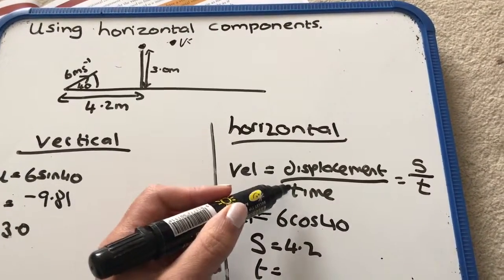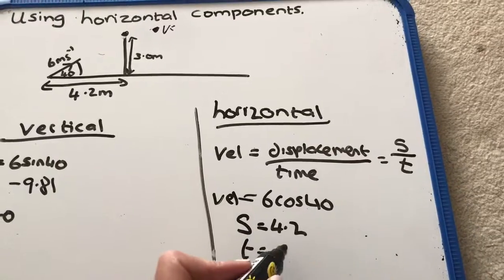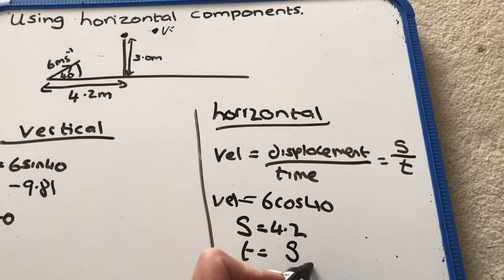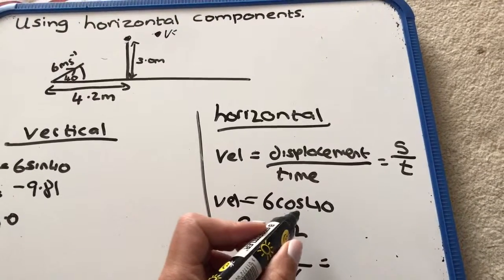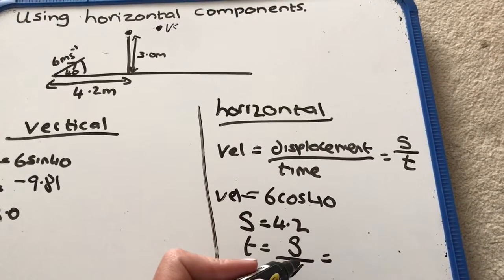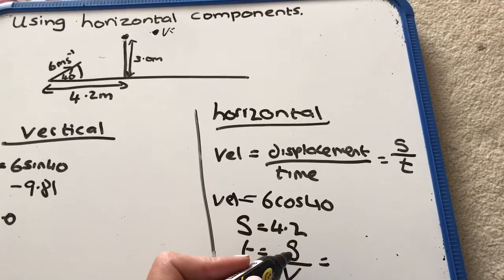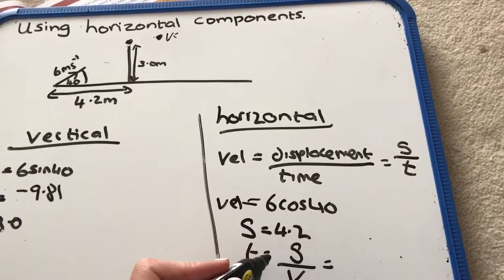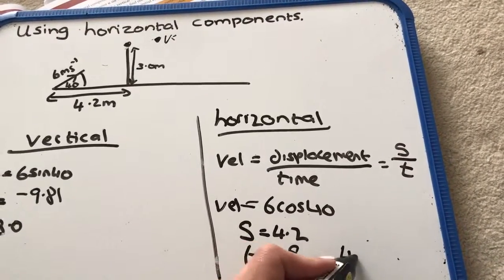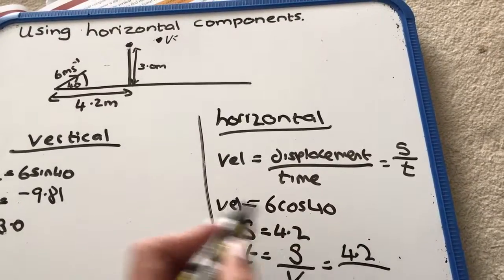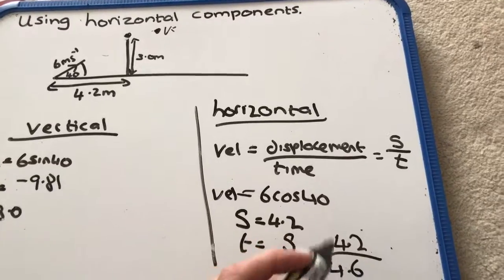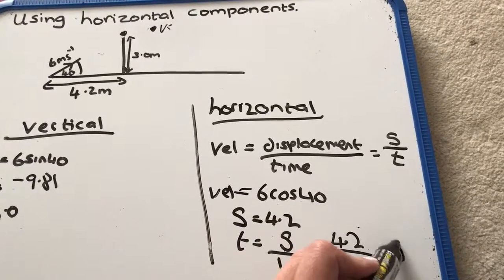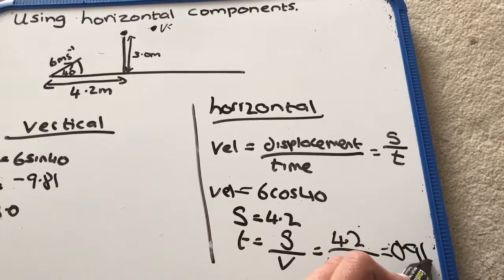So rearranging this equation, I'm going to get time is equal to my displacement S divided by my velocity. So I'm just going to put in my value. Your 4.2, and your velocity, your 6 cos 40, is 4.6, and we get our time to be 0.91 seconds.